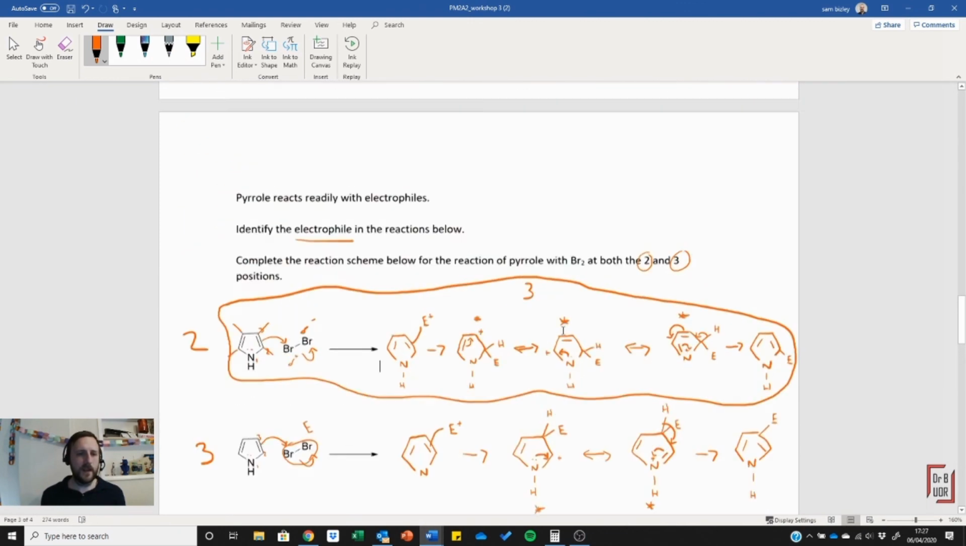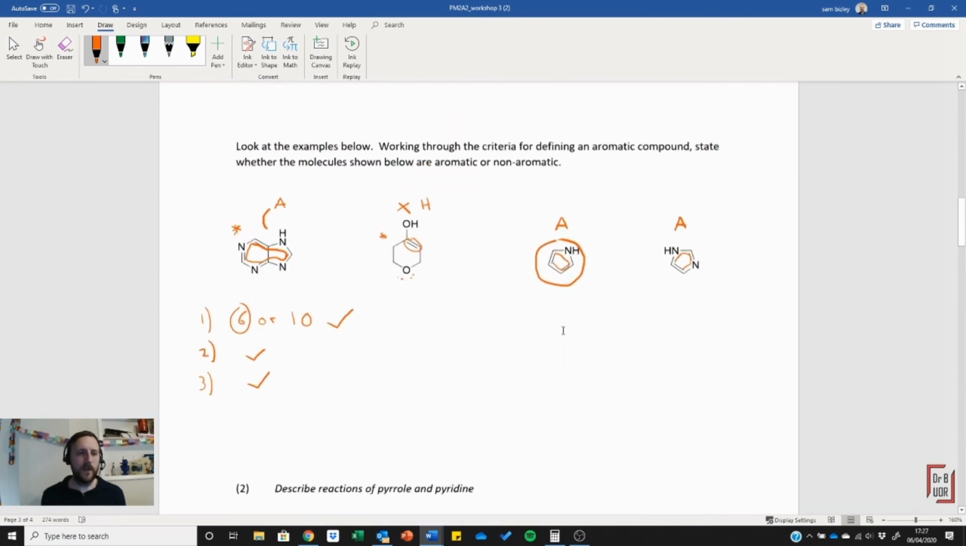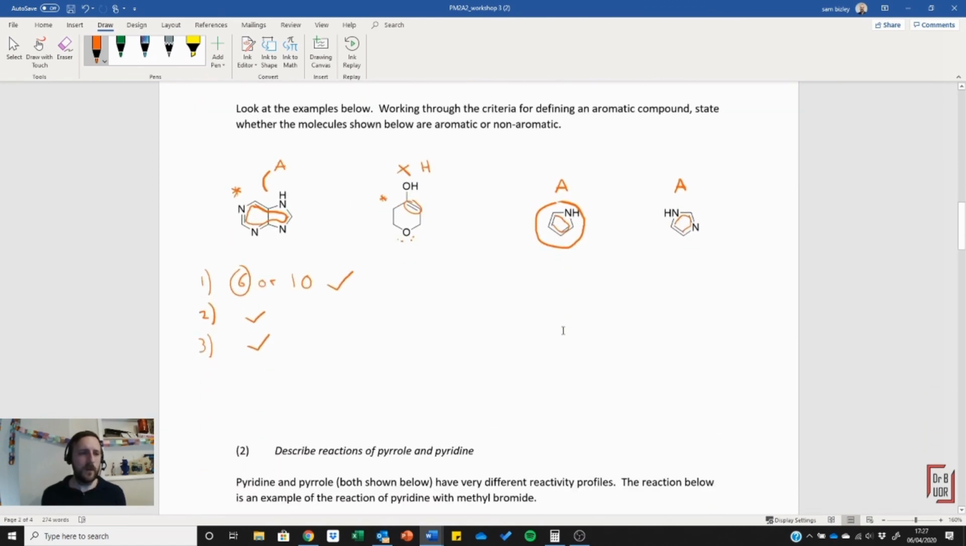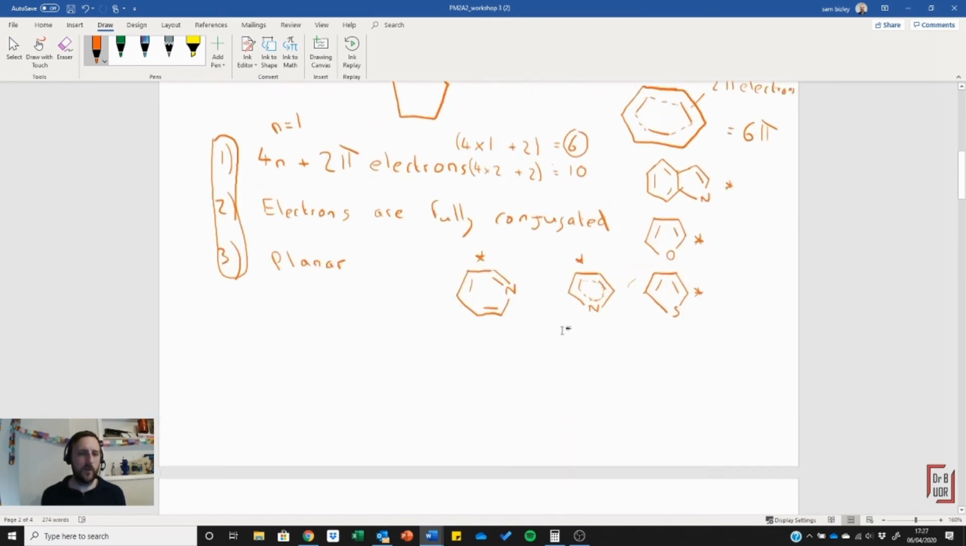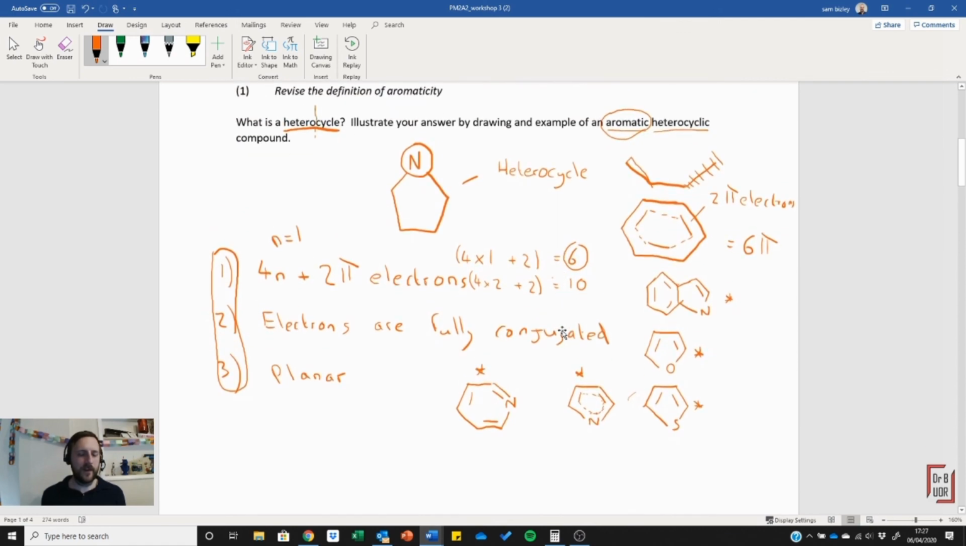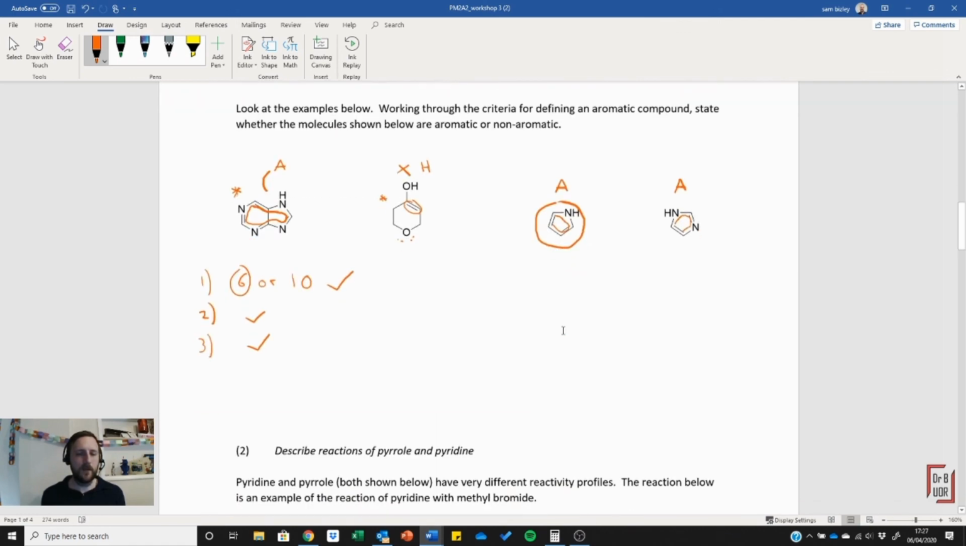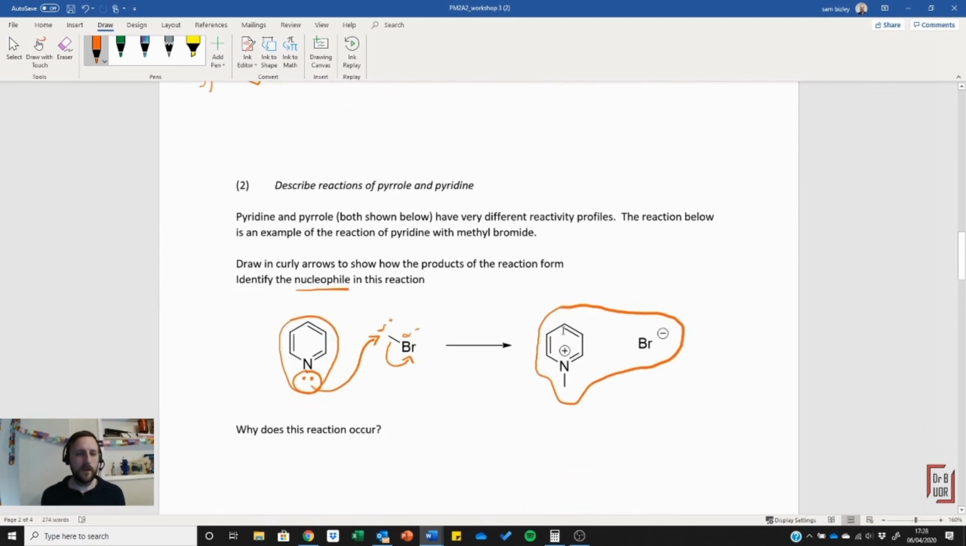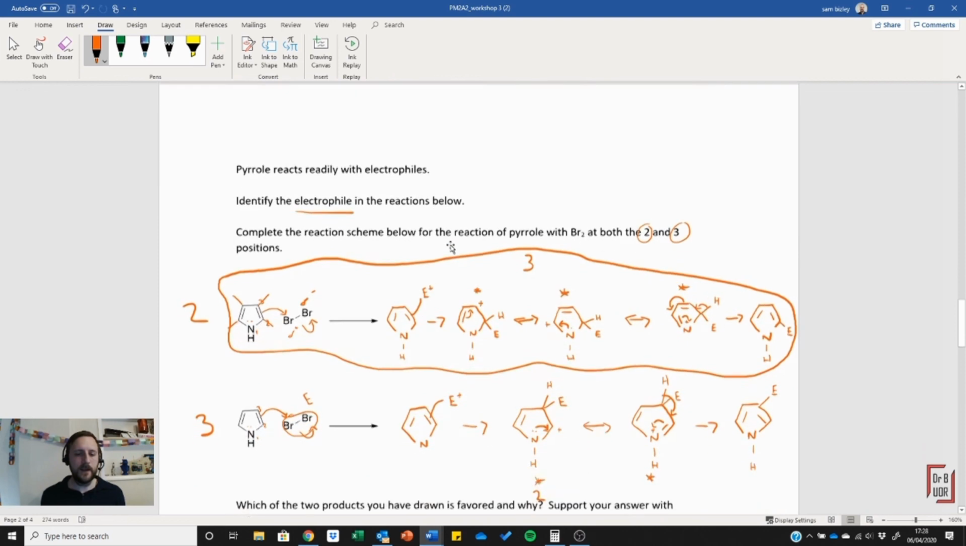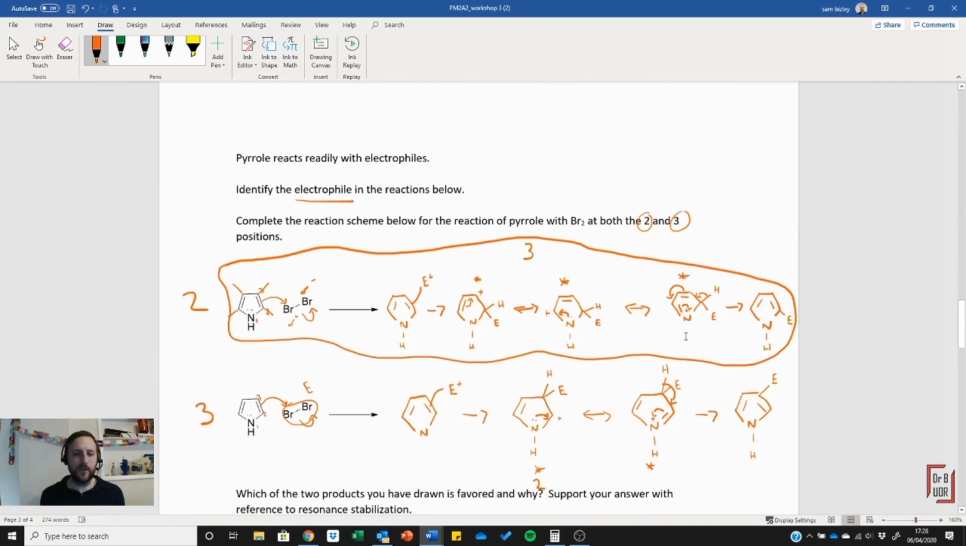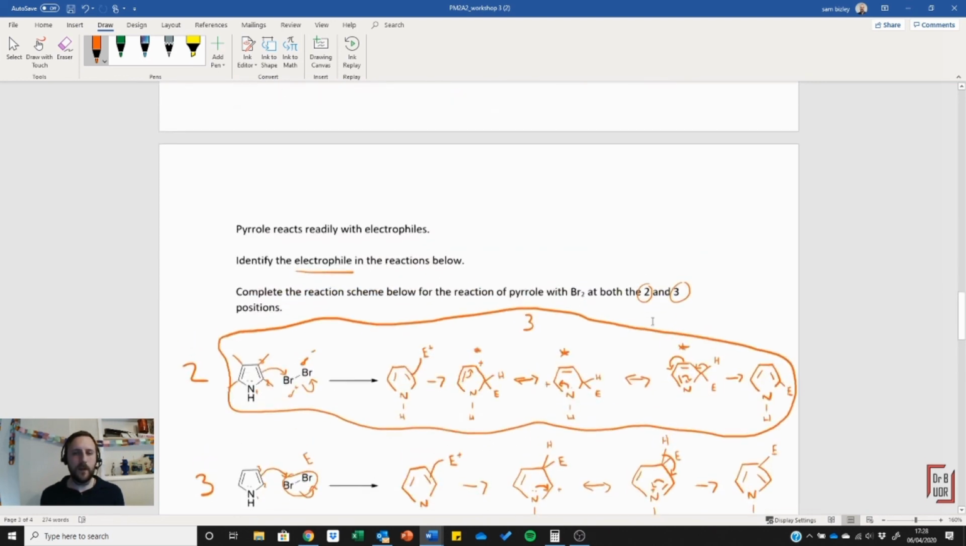Again, I'd probably say focus on, make sure you're happy with these parts of the questions looking at heterocyclic and aromatics and how they can be defined and how we tell they're different. And then these two main reactions with pyrrole and pyridine. Make sure you're happy with these resonance structures and why they'll form in our structure.